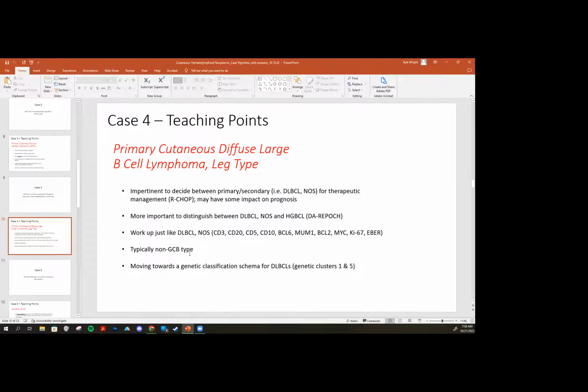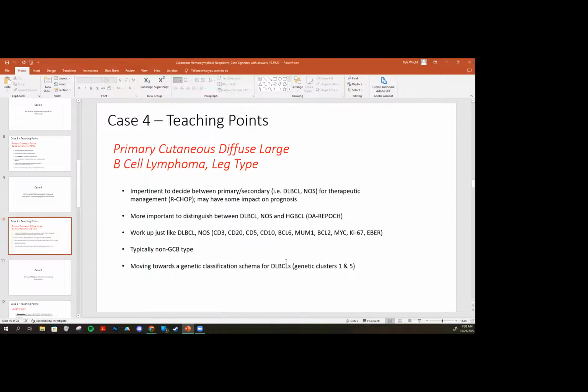Typically, primary cutaneous DLBCL leg types are non-germinal center derived, as in this case. But as I mentioned before, this is likely going away. So as we move forward, we're going to be doing less of this for DLBCL, trying to discriminate GCB, non-GCB, because it really doesn't have as much of an impact on prognosis in the era of R-CHOP. So we're moving much closer to a genetic classification schema for DLBCLs.